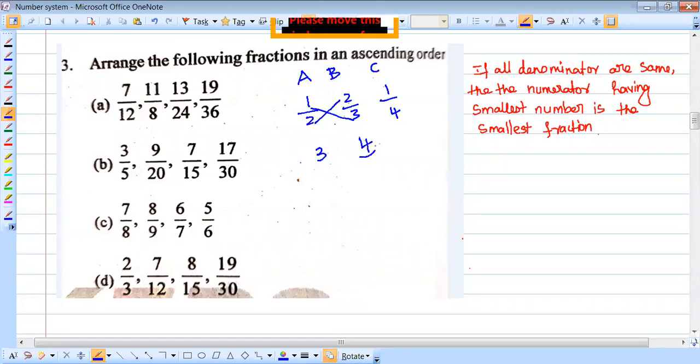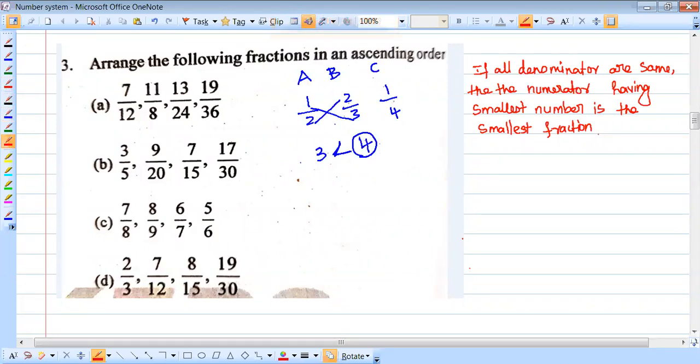Then which fraction is greater? So this is greater. Put the symbol like this. 3 less than 4. Now, next, let me go ahead with another color. You will understand in a simple way.